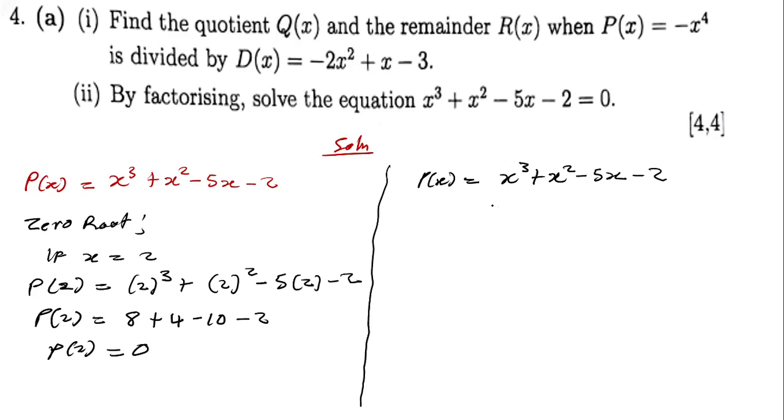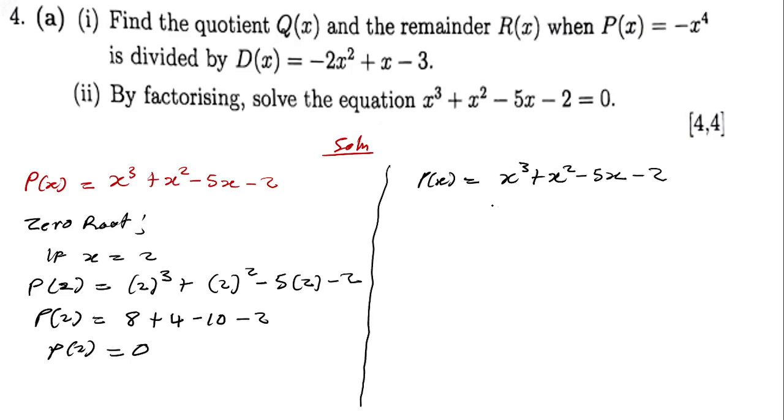So I'll use my synthetic division. This is how I'll write my 2, which I have found here, where x is equal to 2. I'm going to put my 2 there. Then the coefficients: a 1 there, a 1 there, -5 there, and -2 there. Then I can put a 0 there.